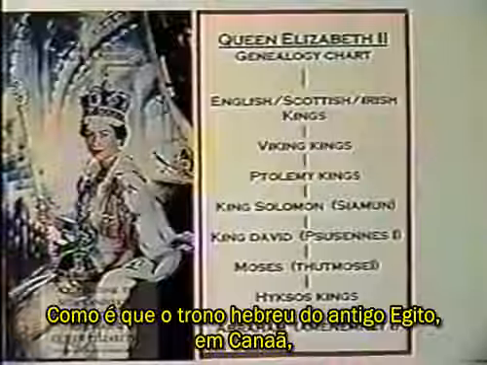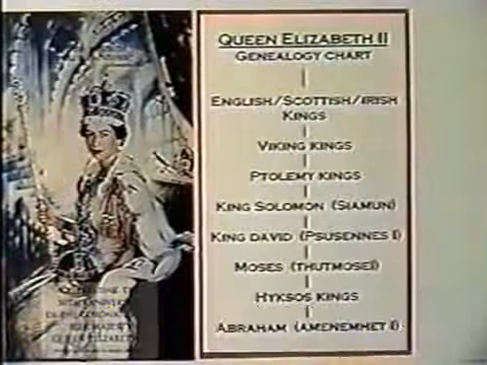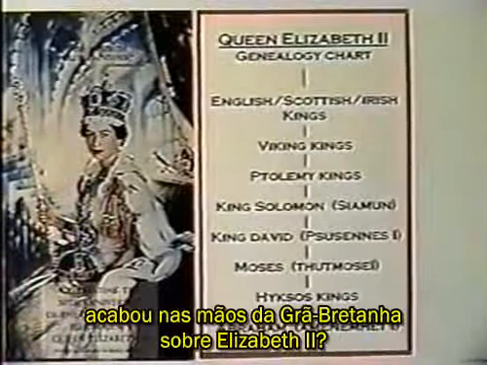How on earth did the Hebrew throne of ancient Egypt and Canaan end up in Great Britain under Queen Elizabeth II?